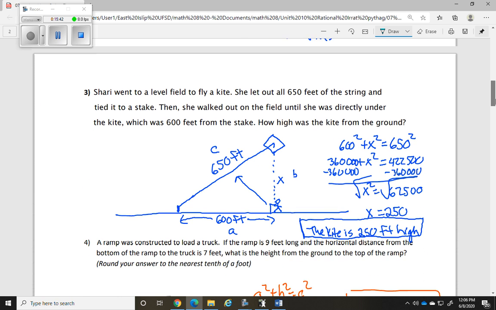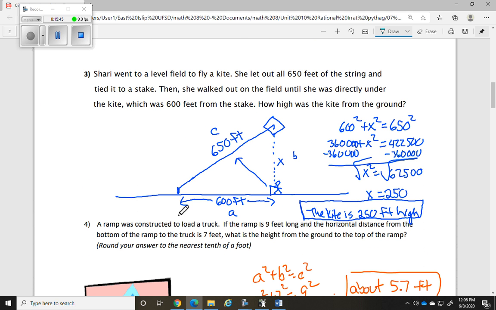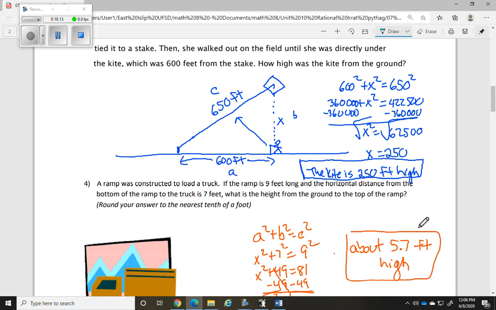Then number 3, you had to be careful of your picture. So you can see that I put the kite up here, I put the stake, attached it with the string that was 650 feet long, put Shari underneath the kite and showed that she was 600 feet away from the stake so that I can use the Pythagorean theorem and find out that the kite was exactly 250 feet high. Turned out to be a nice whole number.